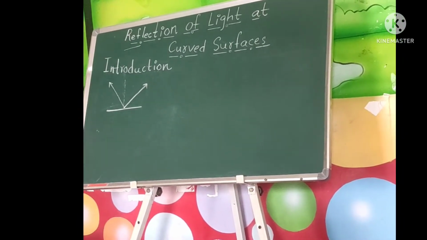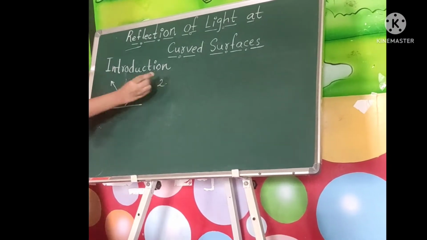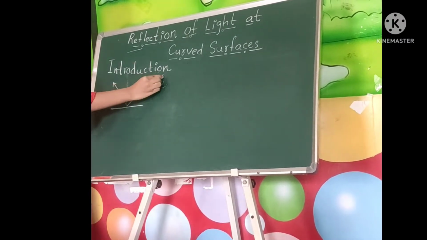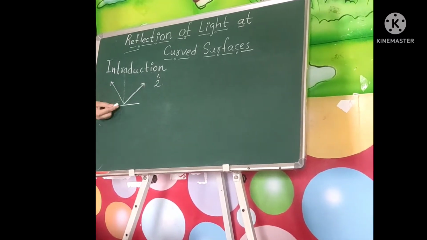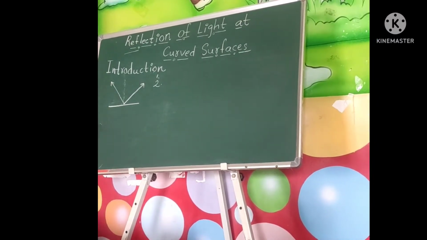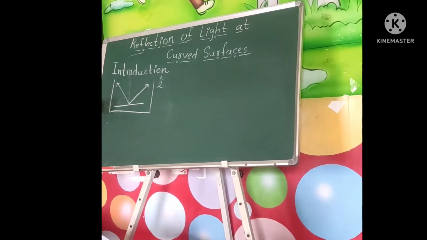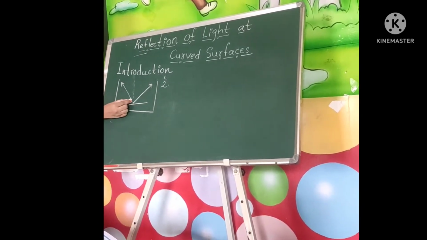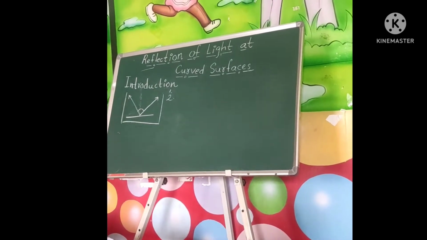Do you remember the laws of reflection? Yes, we have already learned. The laws of reflection are two. What are those? First one: the incident ray, reflected ray and normal all lie on the same plane. This is the first law. And what's the second? The angle of incidence is equal to the angle of reflection.